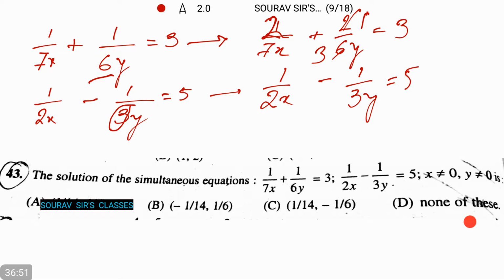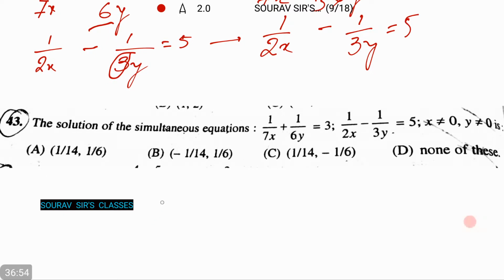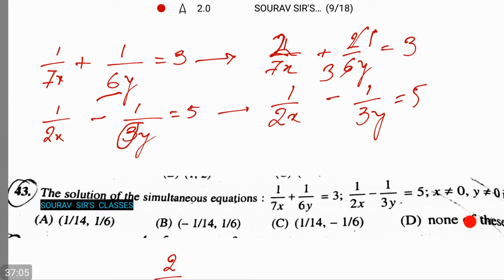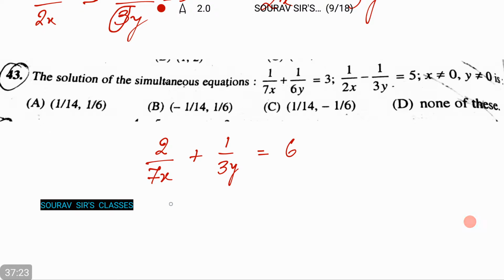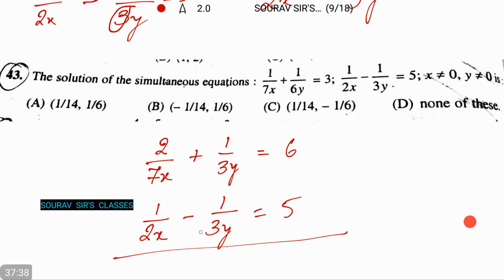Now we simply add them. Let me write it more clearly after those cancel. 2 by 7x. Note that 7x is in the denominator, not in the numerator. So we have 1 plus 1 by 3y equals, oops, I forgot to multiply this by 2. This will be 6. So this becomes 6, and that's your first equation. And your second equation is 1 by 2x minus 1 by 3y equals 5. Just add them. No need to change the sign. The sign is already changed here.